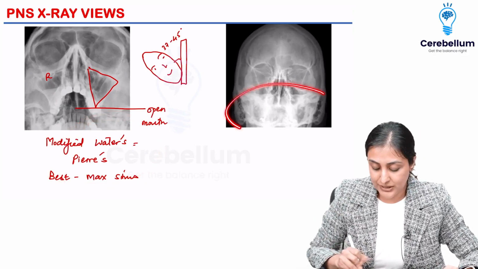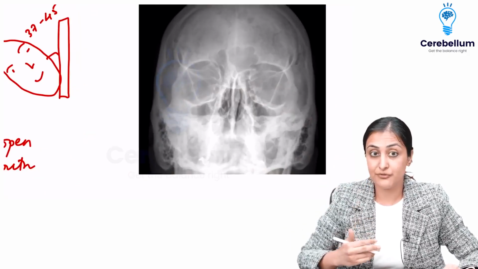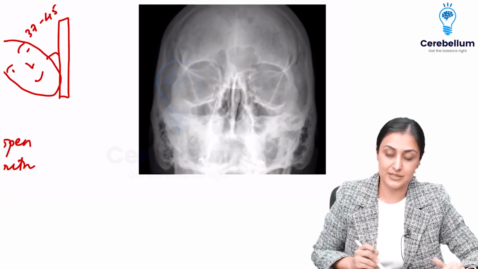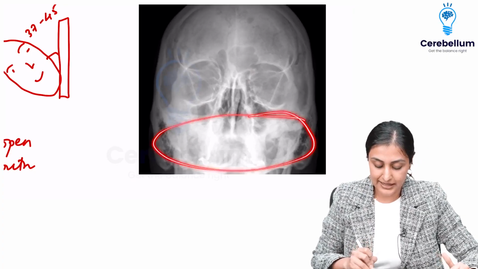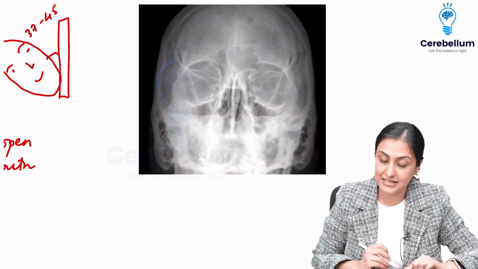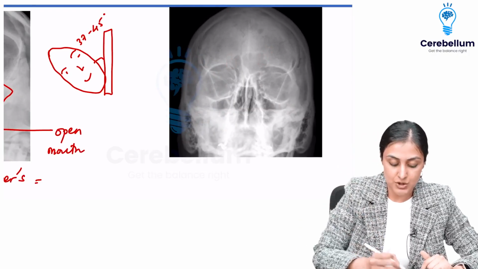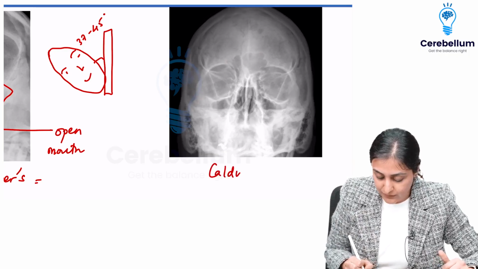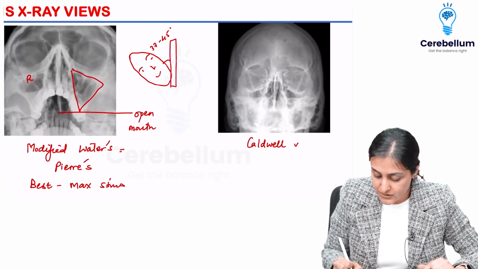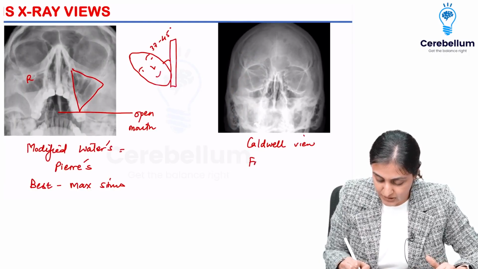On the other hand, look at this X-ray. Normally when you keep your face straight, this is how the X-ray will result. Can you appreciate that I have bones over the maxillary sinus? This is what is done to view the frontal sinuses. So this view here is the Caldwell view, and the Caldwell view is the best for frontal sinus.